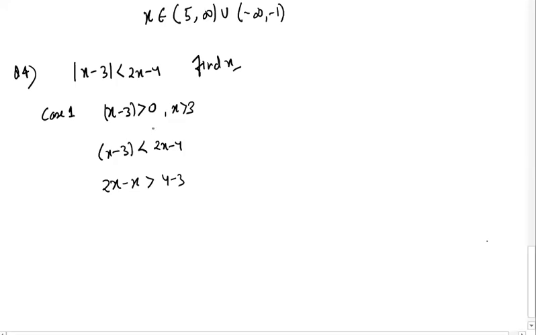Now I'm taking x to this side, and 4 to this side. So 2x greater than sign, 2x minus x greater than sign, 4 is gone this side, so 4 minus 3. It's the same thing; I haven't changed the value. So after solving, I'll get x greater than 1. Yes or no? Tell me, yes or no?